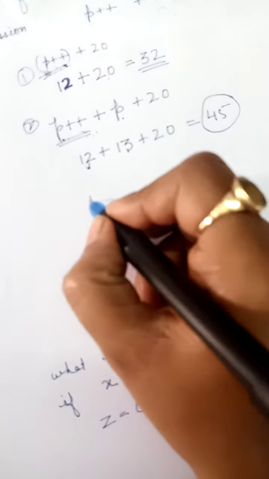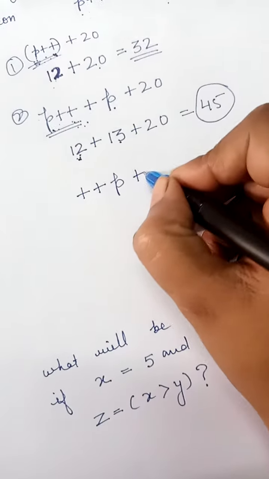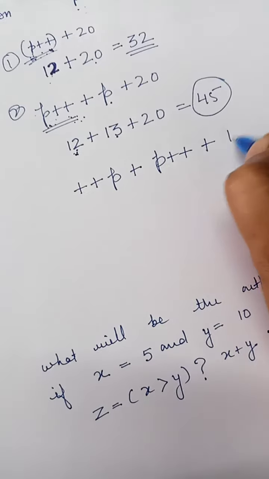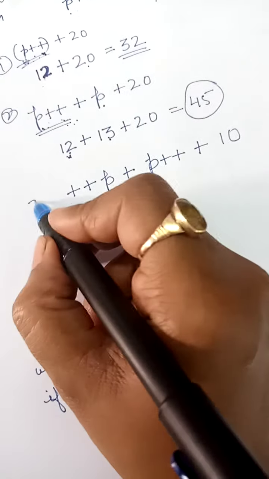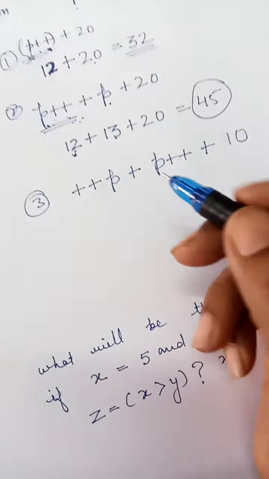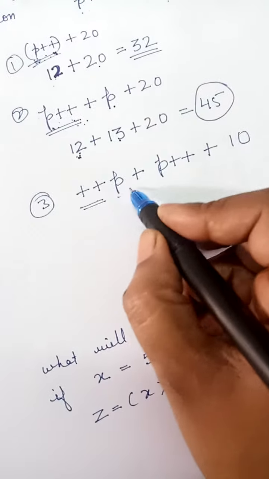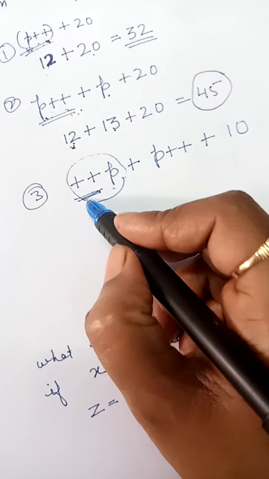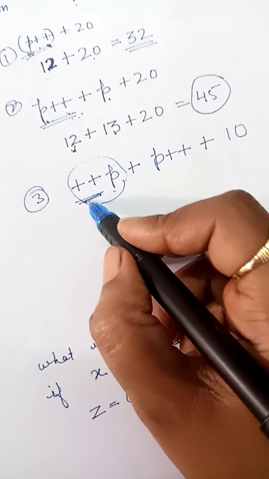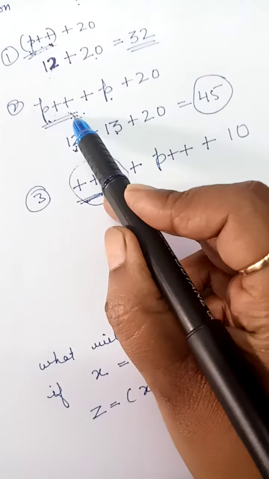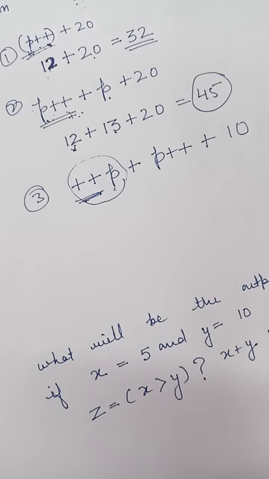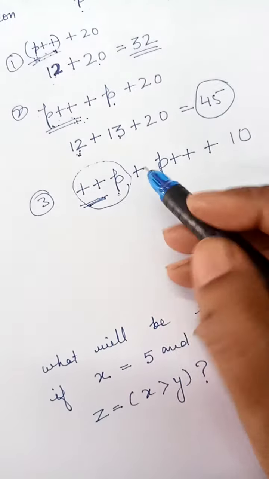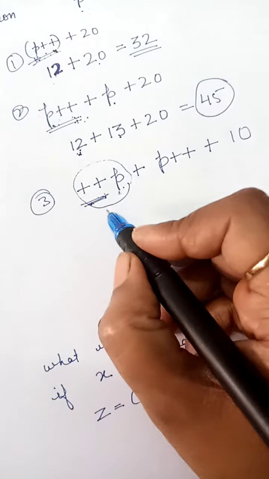And suppose ++p + p++ + 10. Now suppose this is the third example, and the value of p is initially the same, 12. This is pre-increment. You change the value first, then use the changed value: change then use. For decrement, minus minus, you apply the same thing, subtracting 1, and here you add 1. So ++p means change then use.